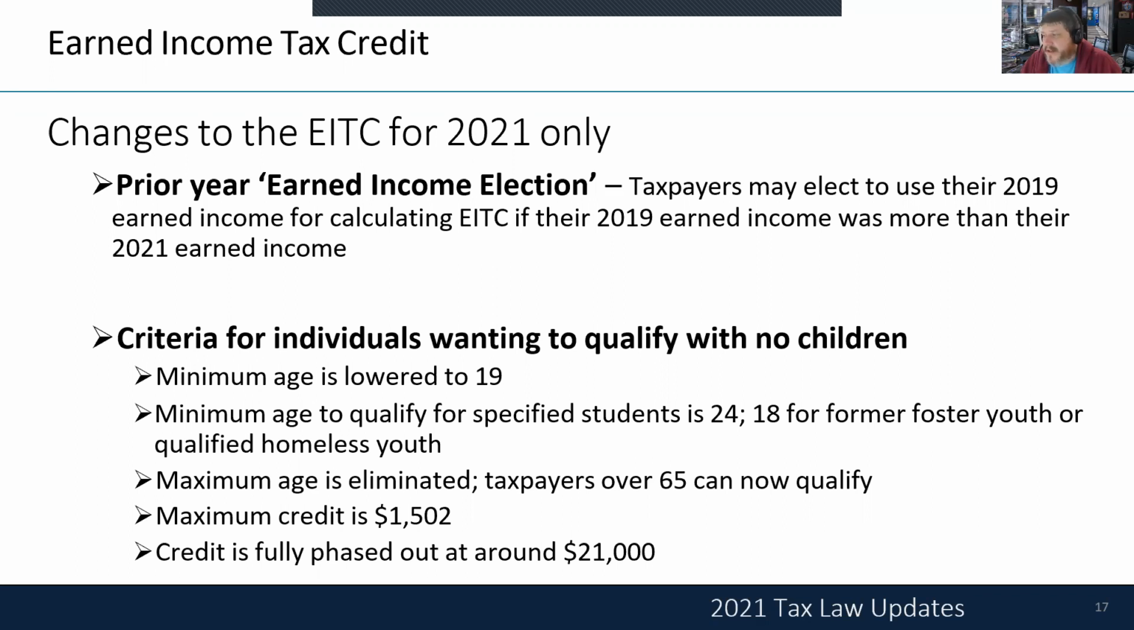The maximum age has also been eliminated. So taxpayers over 65 that do not have dependents can now qualify for EIC. The maximum credit is $1,502, but the credit is fully phased out around $21,000. So keep that in mind. They're not going to see a ton, but it could affect a few of your taxpayers, so you need to know.